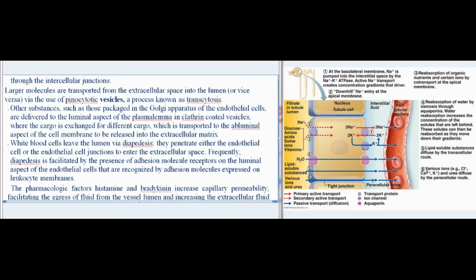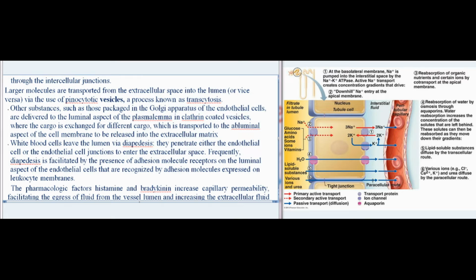Other substances, such as those packaged in the Golgi apparatus of the endothelial cells, are delivered to the luminal aspect of the plasmalemma in clathrin-coated vesicles, where the cargo is exchanged for different cargo, which is transported to the abluminal aspect of the cell membrane to be released into the extracellular matrix. White blood cells leave the lumen via diapedesis. They penetrate either the endothelial cell or the endothelial cell junctions to enter the extracellular space. Frequently, diapedesis is facilitated by the presence of adhesion molecule receptors on the luminal aspect of the endothelial cells that are recognized by adhesion molecules expressed on leukocyte membranes.